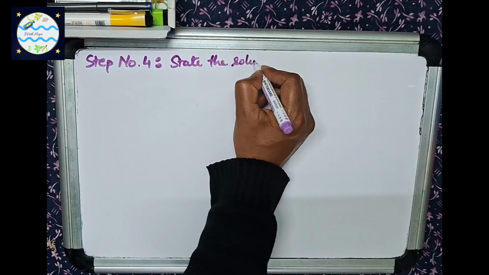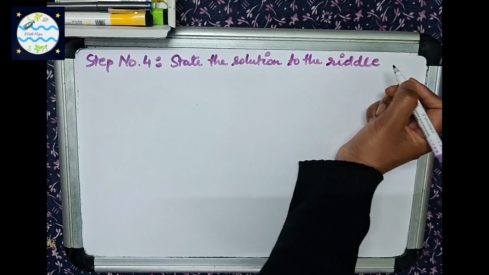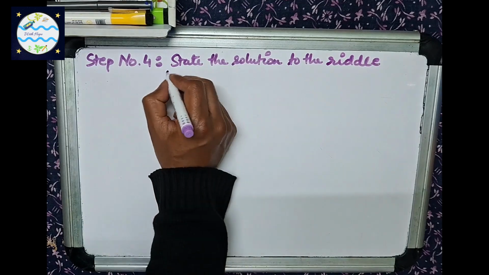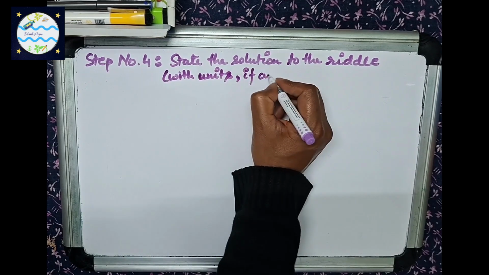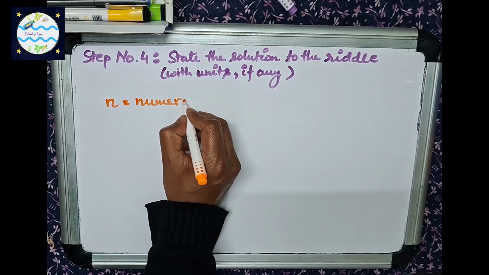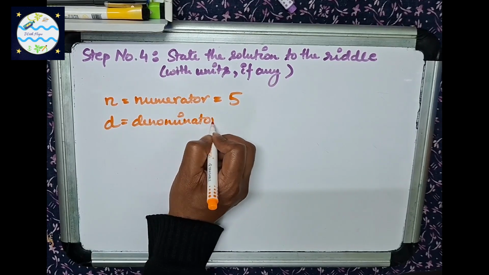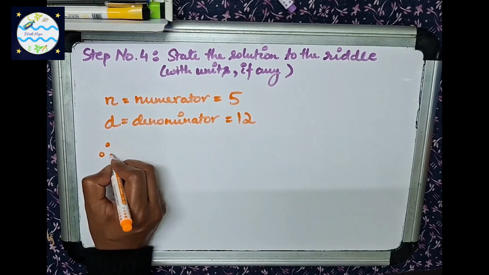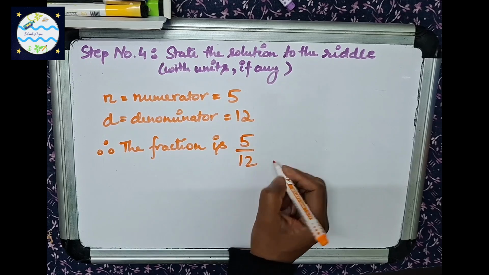Step number 4. State the solution to the riddle with the correct units, if any. We don't have to worry about the units since a fraction does not come with units. n, our numerator, is equal to 5 and d, our denominator, is equal to 12. Therefore, the fraction is equal to 5 upon 12.